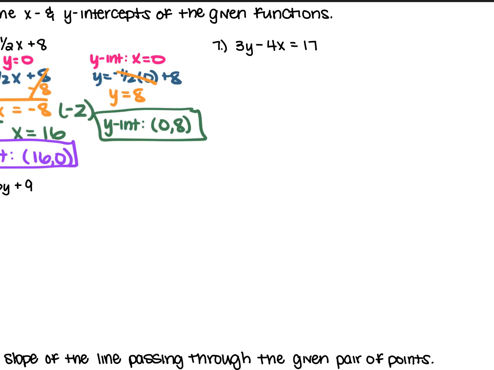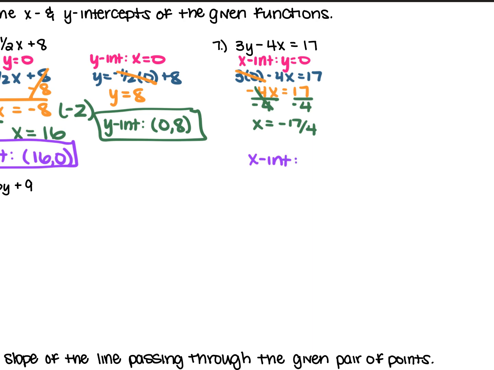For number 7, you're given 3y minus 4x is equal to 17. Again, we're going to find your x and your y-intercept. So to first find your x-intercept, plug in 0 for y. You're going to have 3 times 0 minus 4x is equal to 17. Your 3 times 0 cancels out, so you're just left with negative 4x is equal to 17. Divide each side by the negative 4. And you have that x is equal to negative 17 over 4. That is not your x-intercept. Your x-intercept is the ordered pair, negative 17 over 4, 0.